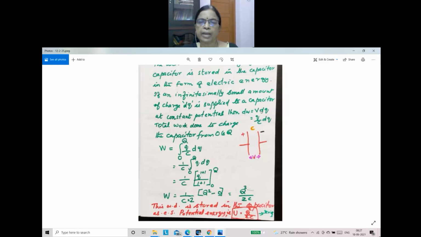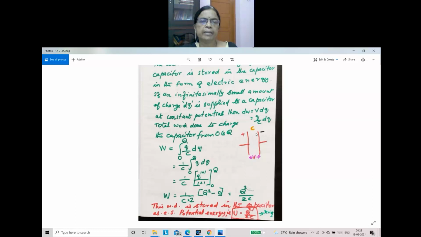dq is the small charge given, dW is the small work done. So dW = V dq = (q/C) dq, since V = q/C. Okay, we got the small work done. Then the total work done to charge the capacitor from 0 to charge Q we can find by integrating the expression. Initially it had 0 charge, and we are charging it to a value Q. So the integral from 0 to Q of (q/C) dq.